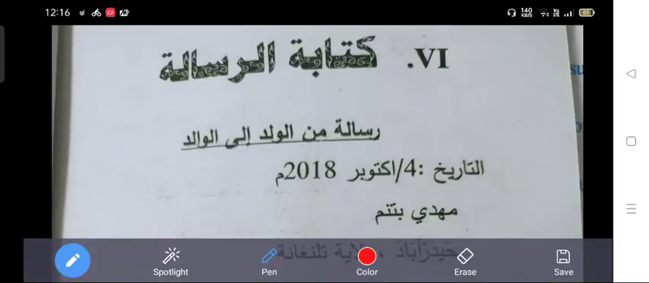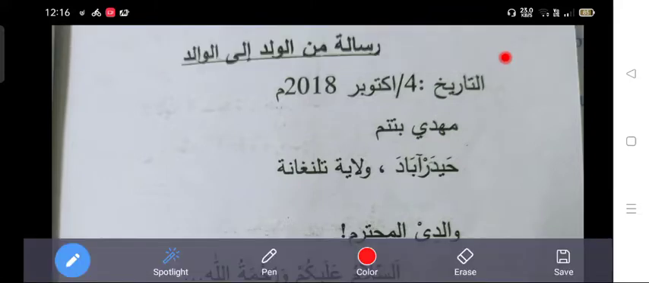Here you can see Kitabatur Risala, letter writing. Risalatun Minal Waladi Ilal Walid, letter from the son to the father. How to begin the letter? We should write the date first. At-Tarikh, 4th October 2018. In this way you have to write the date. Then write your area, Mehdipatnam. Because pay is not there in Arabic, we will replace pay with ba. So it will become Mehdipatnam.